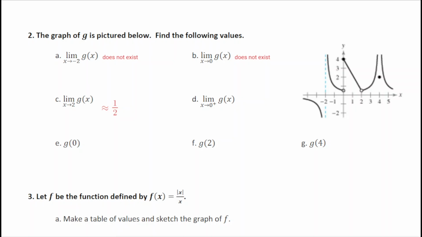For part D, we're approaching 0 from the right. Okay, so we already said that there was no limit as x approaches 0, but that was because the left-hand limit and the right-hand limit didn't agree. This is asking for specifically the right-hand limit. So, in other words, what is the graph trending towards as we approach from the right? And it's approaching y = 4.